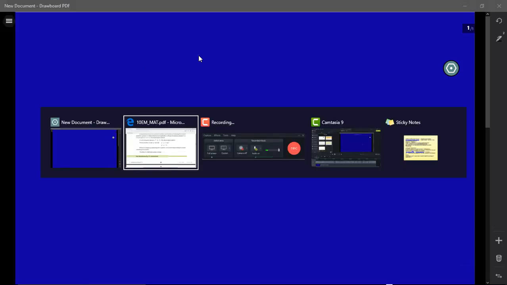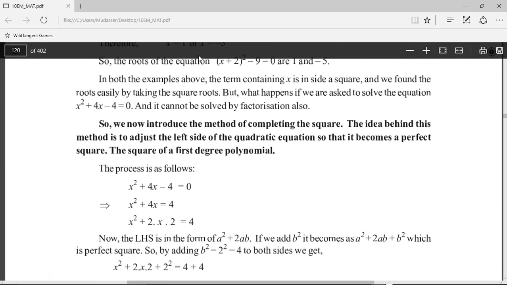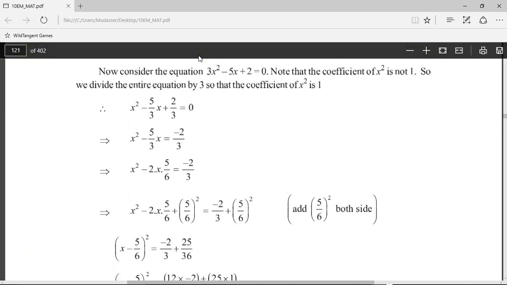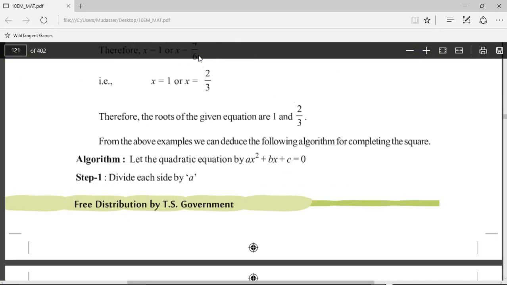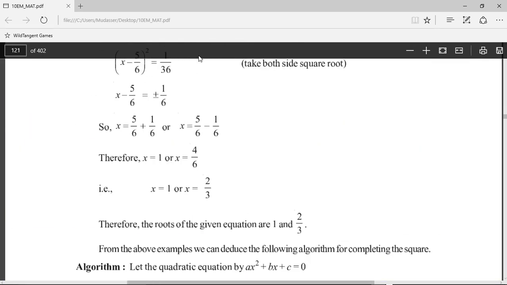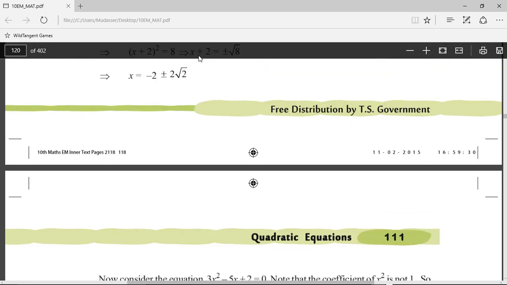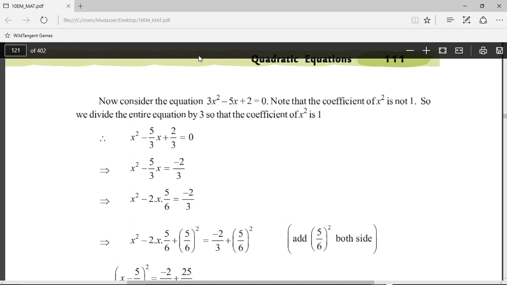Using method of completing squares, we will find out the root for one more quadratic equation. Just so you get a gist of what it takes to solve a quadratic equation using method of completing squares. Okay, there we go. Here we have one more equation: 3x square minus 5x plus 2 is equal to 0.